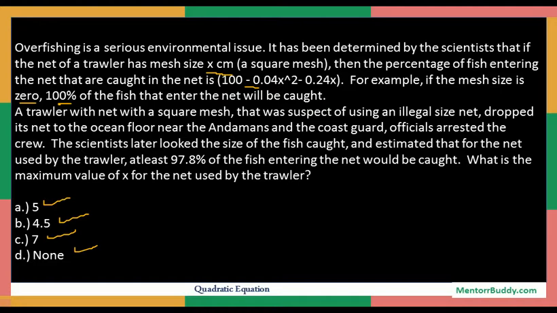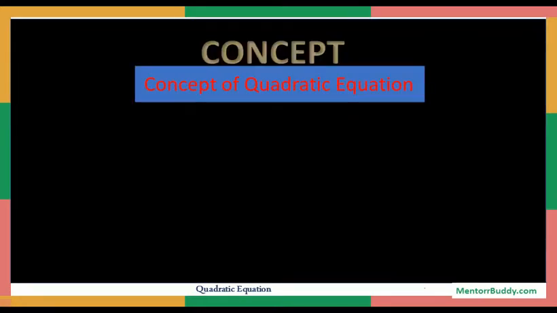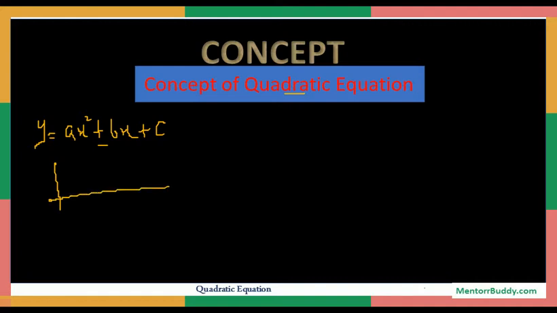Now, first coming to the concept. According to the basic concept of quadratic equations, the representation is y equals ax square plus bx plus c. The graph of a quadratic equation will be somewhat like this. Let's say this is the xy plane, this is the origin, and this is the respective curve. Wherever the curve intersects the x-axis are known as the roots of the equation. Let's say in this case the roots are alpha and beta.